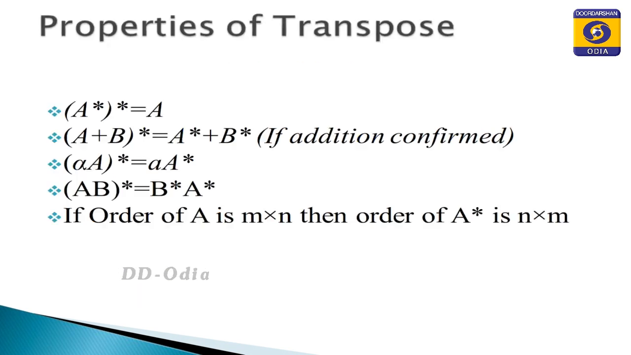We have already discussed the properties of the transpose matrix. That means the transpose of A plus B becomes A transpose plus B transpose. The transpose of A into B becomes B transpose into A transpose. And if the order of A is m cross n, then the order of A transpose is n cross m.